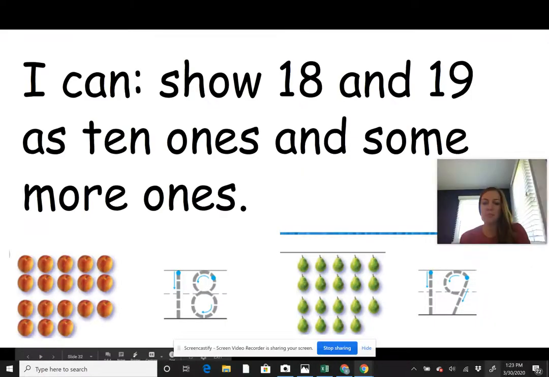16. Okay, so remember our goal for math is showing 18 as 10 and some more ones, and 19 as 10 and some more ones.